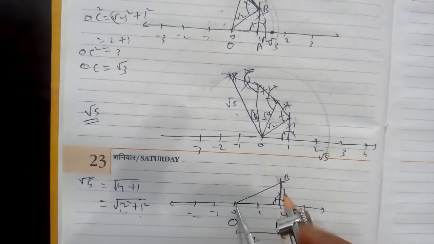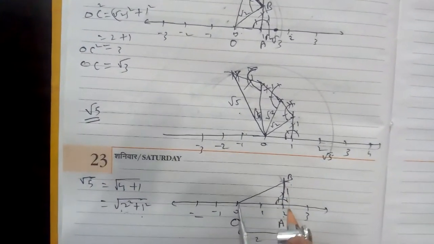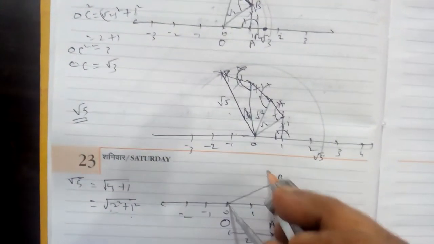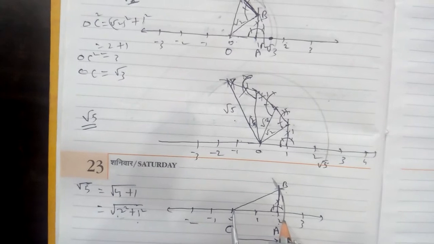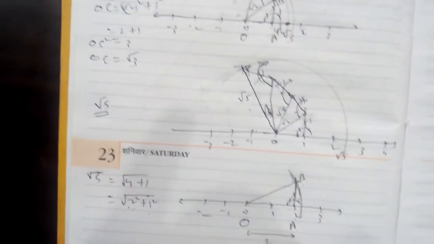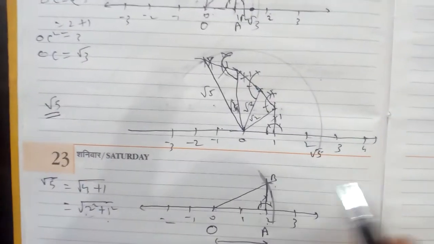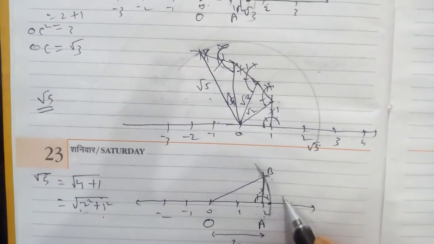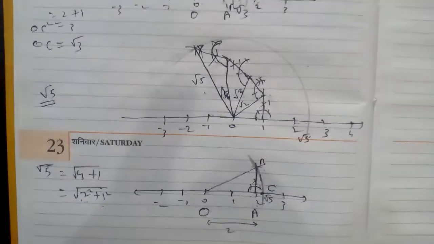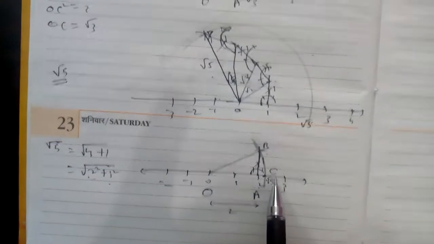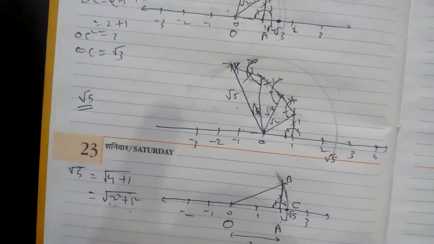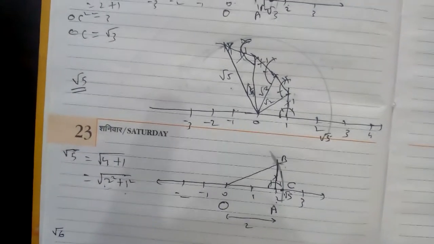You will get an arc which intersects the number line. You are seeing like this. Seeing this arc, you will make OB as a radius, and then you will get a point C on the number line. This point C is under root 5. Suppose you want to get under root 7 or under root 6, the same process you repeat.